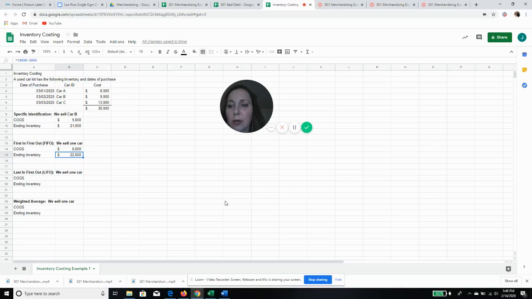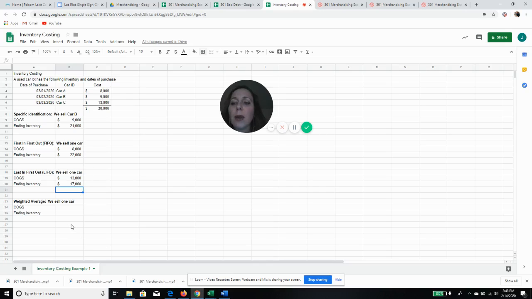All right, now instead of first in, first out, we are going to use last in, first out. That assumes that the last piece of inventory that we bought is the first one that we sell. So in this case, if we sell 1 car, it's the last car that we bought for $13,000. And our ending inventory is going to be $30,000 minus what we sold. That's what's left. $17,000 is the value that we have not sold.